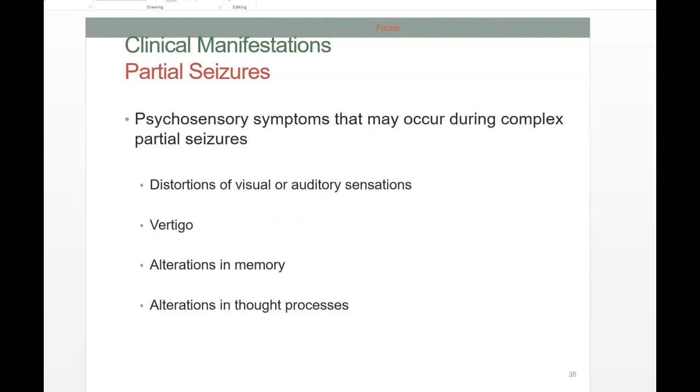Psychosensory symptoms may occur during complex partial seizures. That is, the person experiences distortions of visual or auditory sensation. They may have vertigo. They may have alterations in memory and alterations in thought process.